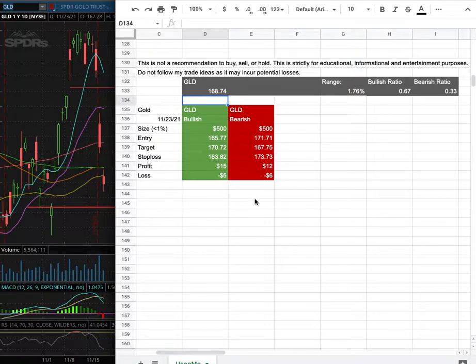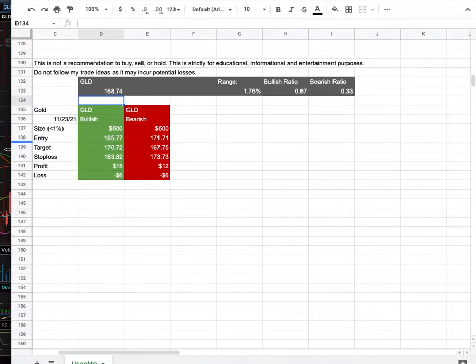$163.82. However, if I were to open a short position, my entry is at $171.71, and that is this range there. My sell target is at $167.75, and my stop loss is at $173.73. So whichever entry price were to hit first, that will be my position of the week.